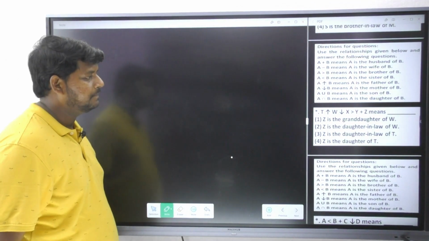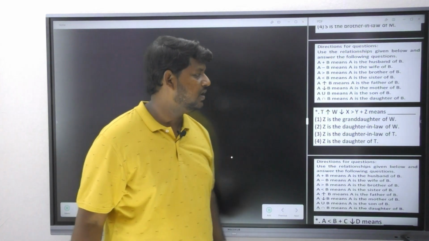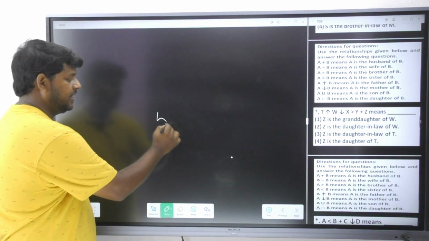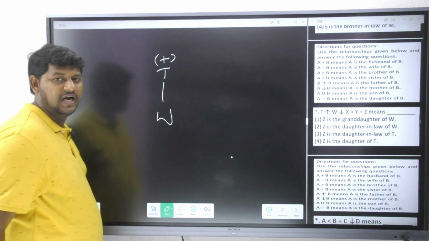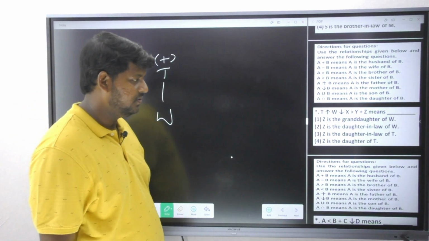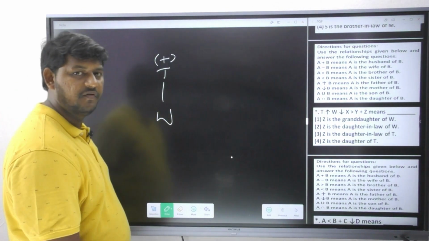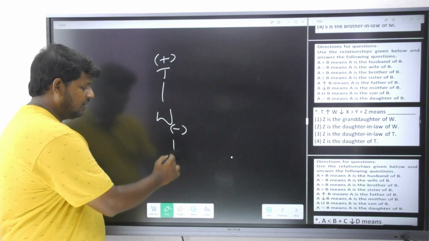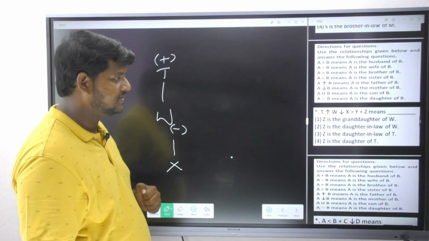What is it saying? T up arrow W. Up arrow is indicating what? Father. So T is the father of W. W's father is T. So I'll take the gender of T as male, but I cannot confirm the gender of W. W down arrow X. W is the mother of X. So W became a female mother of whom? X. You cannot confirm the gender of X.